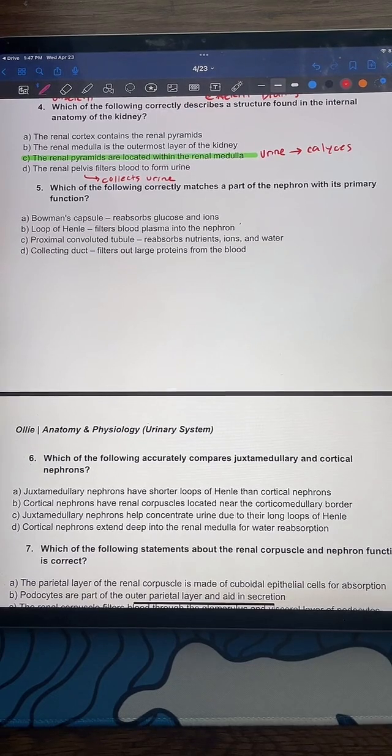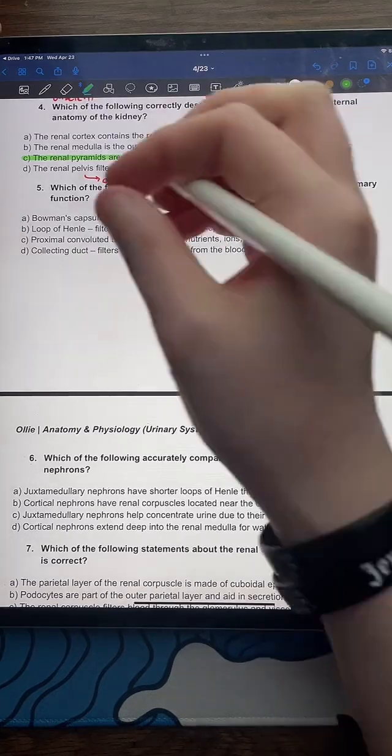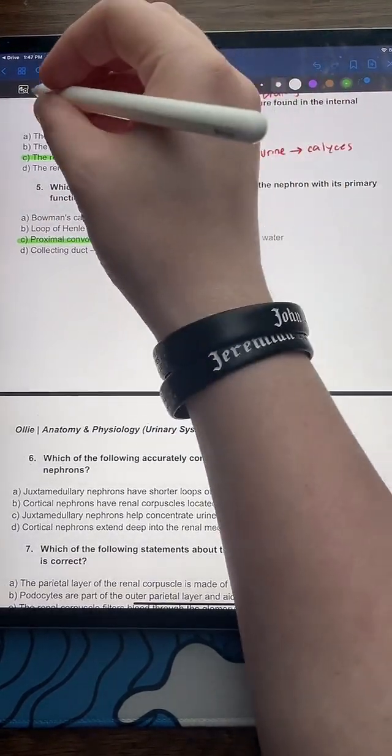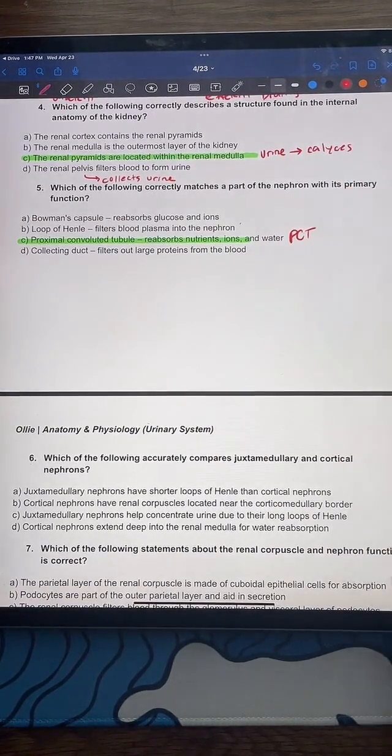But number 5. We're on number 5 now. Which of the following correctly matches a part of the nephron with its primary function? The answer is C. It is the proximal convoluted tubule, also called the PCT.